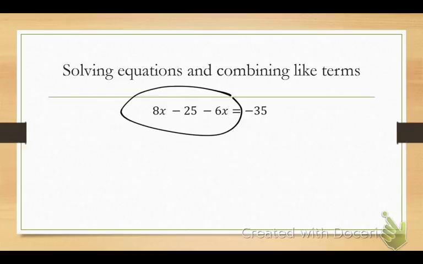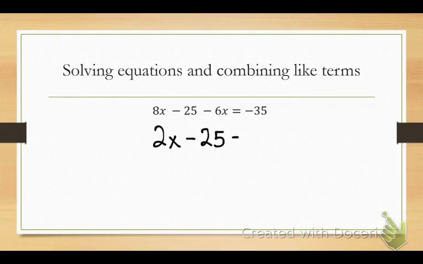Negative 6x. Okay, so make sure that you recognize the fact that 6x is negative because there's a subtraction sign in front of it. That means we have a positive 8x combining with a negative 6x. What is 8 minus 6? 2x minus 25 equals negative 35. All right, finish solving.